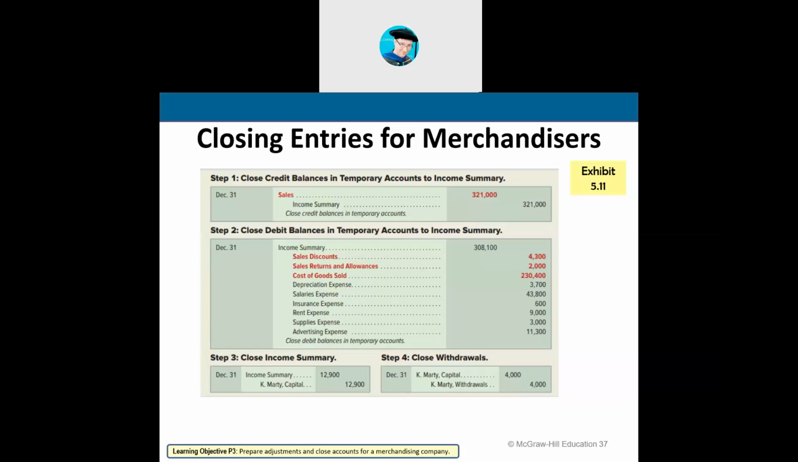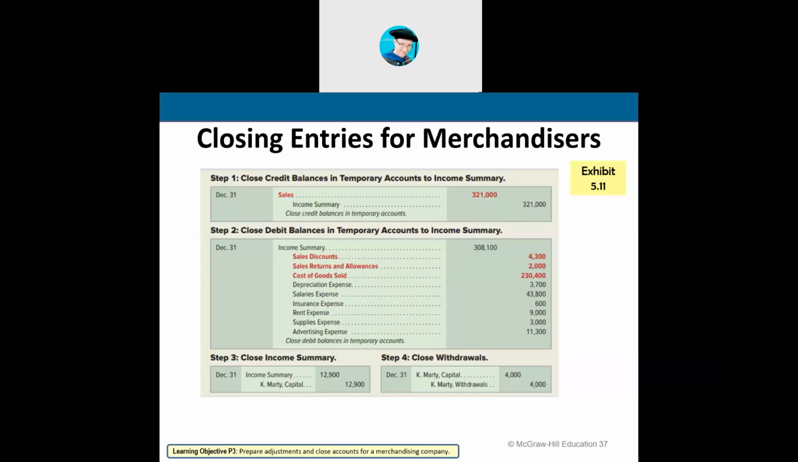Step 2 is we close out all of our other temporary accounts, which is our expenses. We debit income summary and credit all of our expenses. Now remember, we do this at the end of each month because we have to start the next month with 0 sales and 0 expenses because they're temporary accounts.